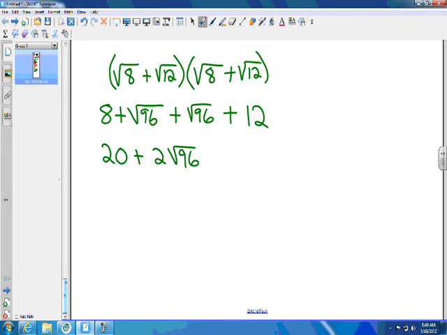Times what? 16 times 6? That's correct. So we still have our 20 plus 2, and we're going to change that to 16 times 6. What's the square root of 16? And 4 times 2? So that becomes 8 square root 6.